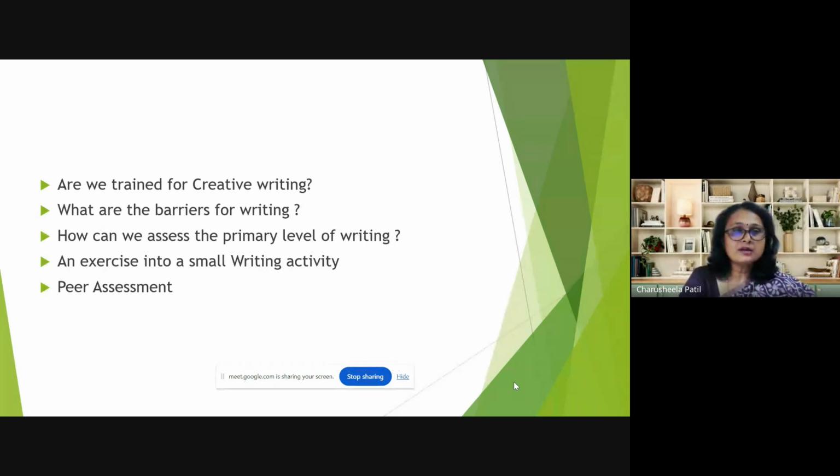Now, in the next slide, are we trained for creative writing? Since we are here for creative writing, are there any special efforts made for creative writing? And as I said earlier, what are the barriers to writing? Those barriers I discussed in the previous slide. Then how can we assess the primary level of writing?